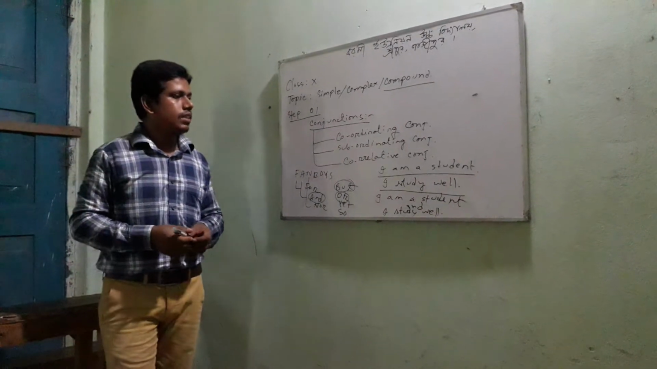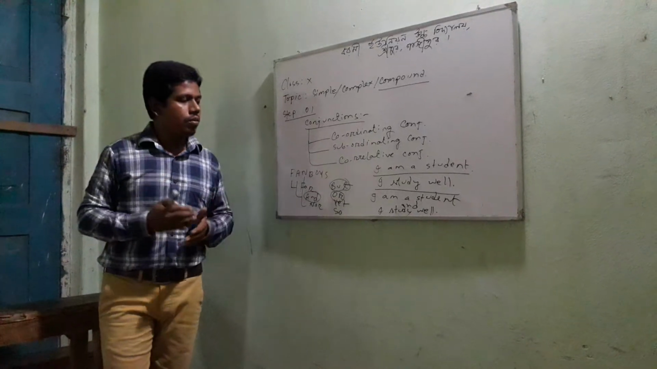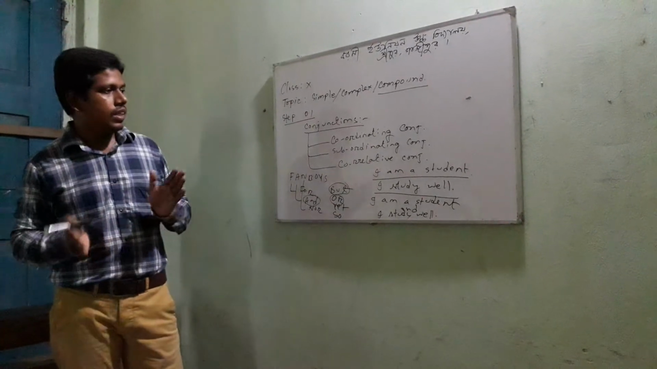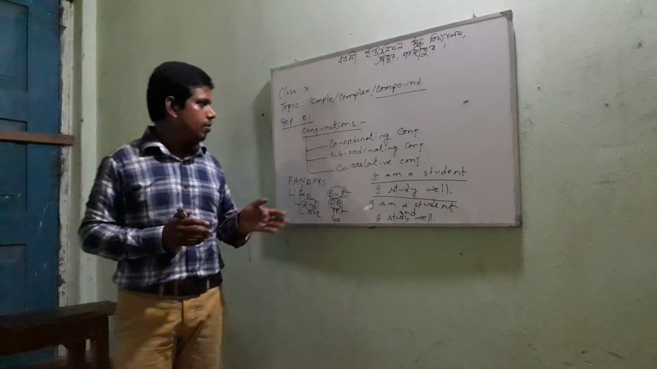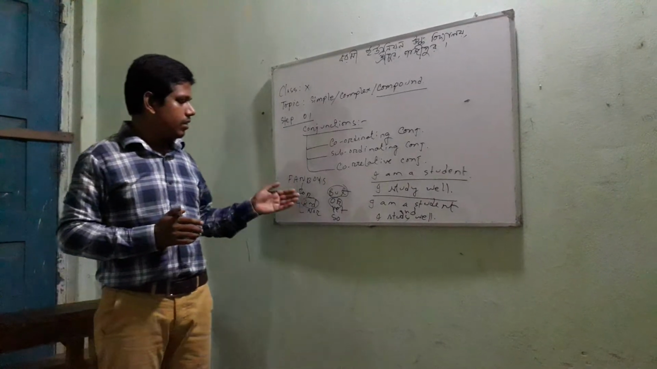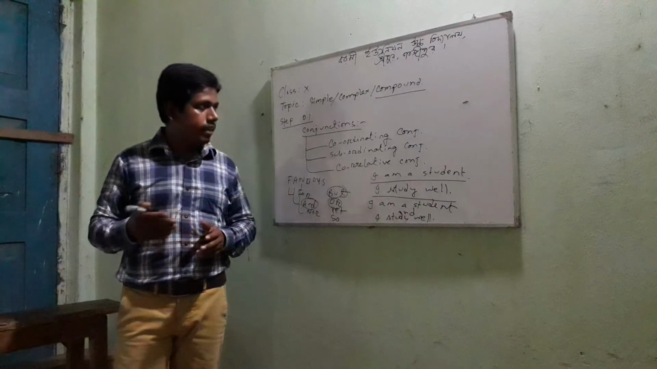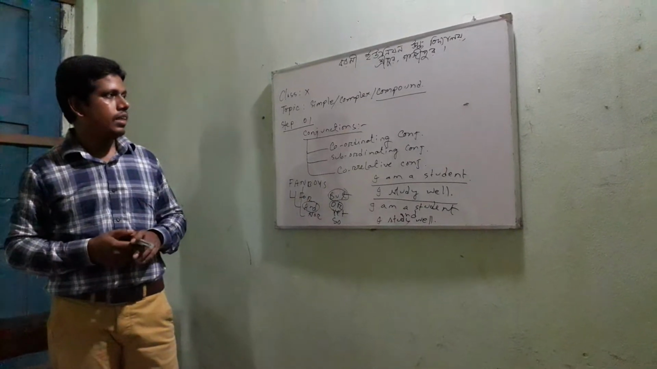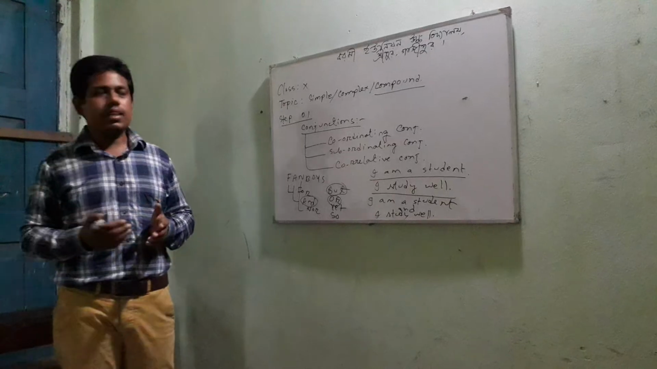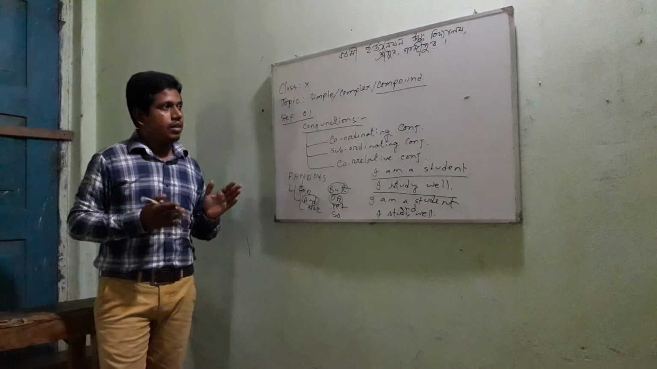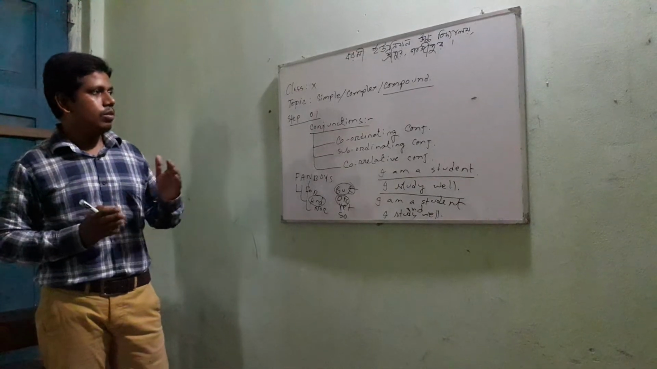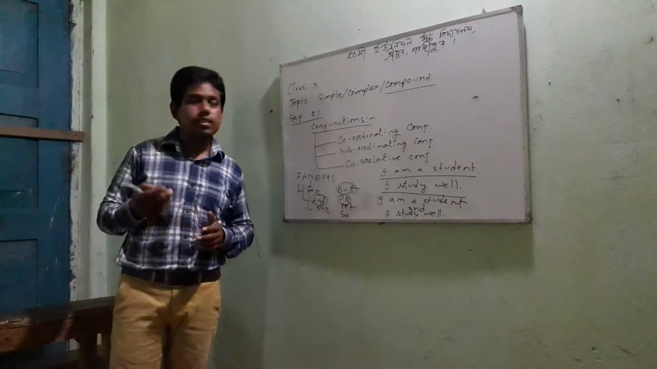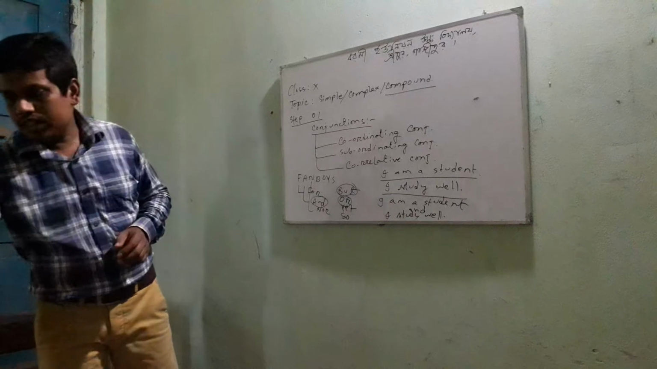So what is a compound sentence? When you combine 2 sentences or 2 clauses or 2 expressions by and, or, but, then you will find a compound sentence. And you have to remember that you have to make 2 sentences. When you will be able to make 2 sentences, then you will find compound sentences.